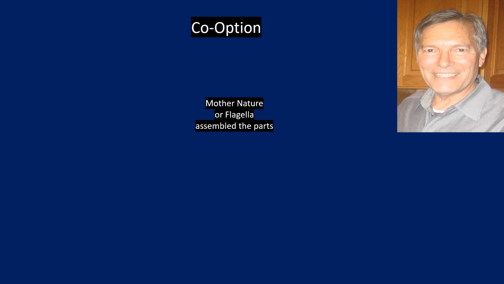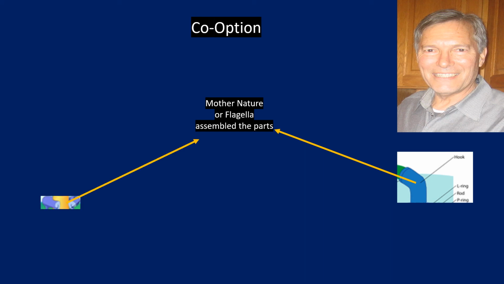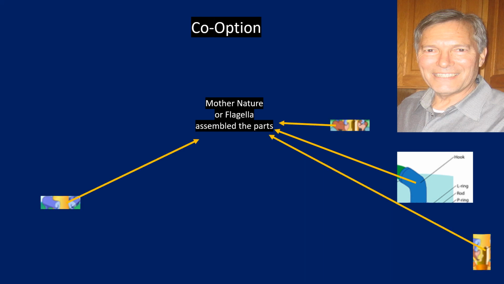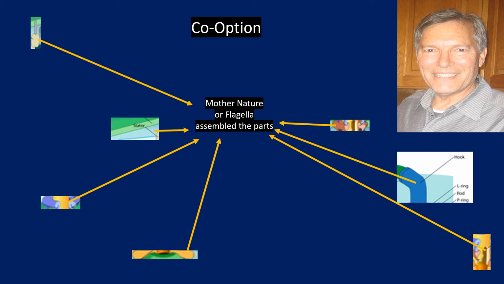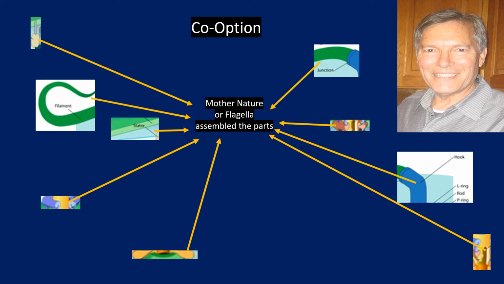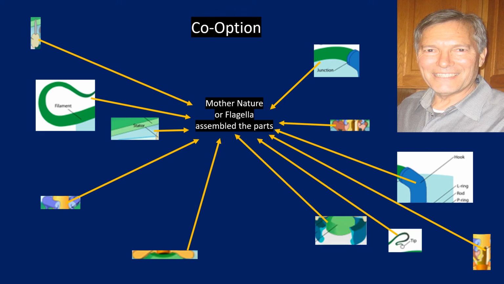I tried to explain that to you already, but this is called co-option. Co-option says, yeah, maybe there's some parts that are similar, but not maybe exactly. They came together to make this thing called the flagella motor. So you got pieces here, pieces there. You got the hook, the L ring, the rod, the P ring, the MS ring, the C ring, different systems, cell wall, the stator, the junction box, the hook, the filament, the tip, all these parts everywhere, and they all came together because it was needed.